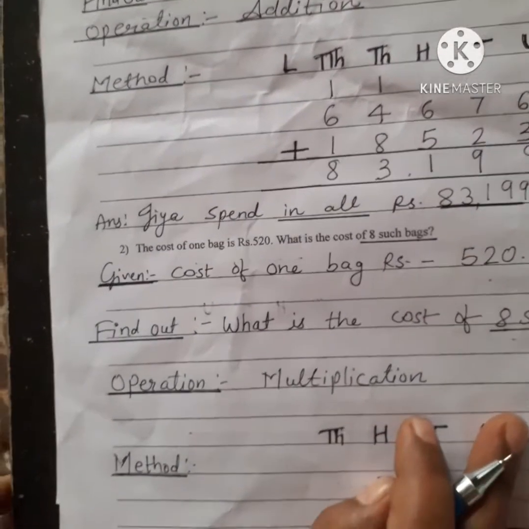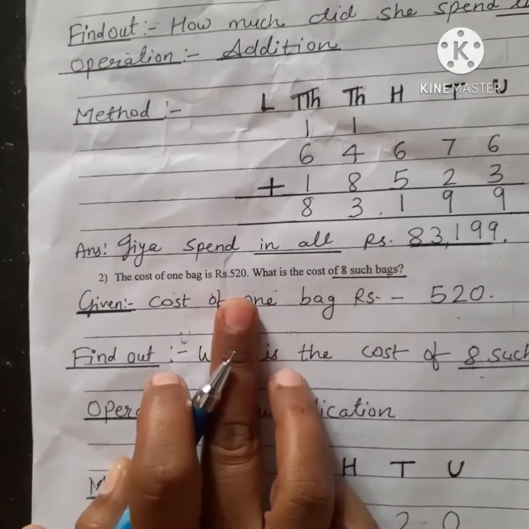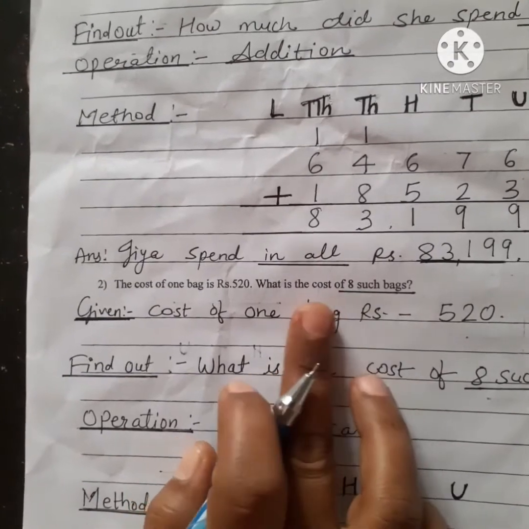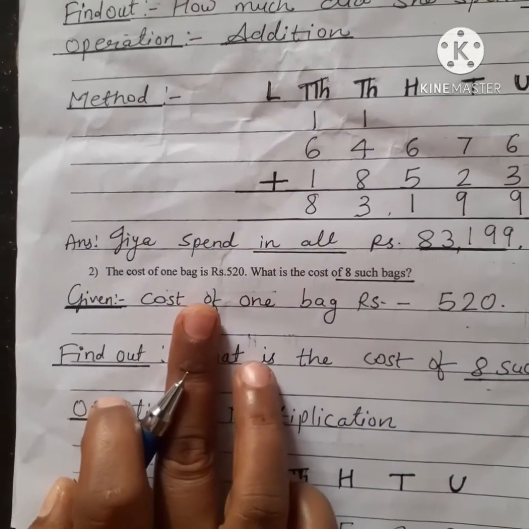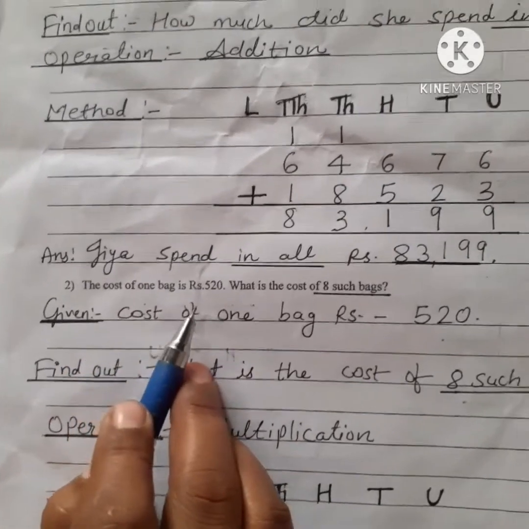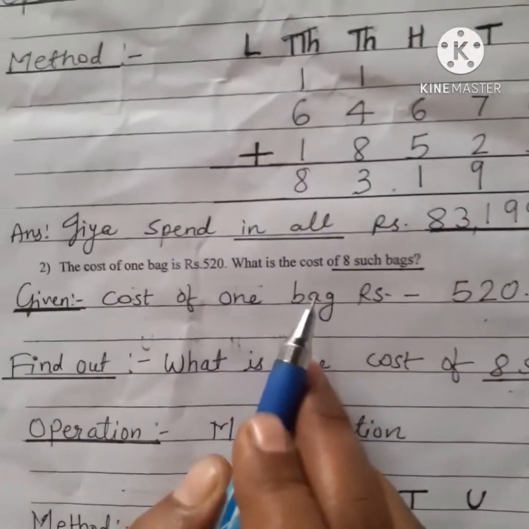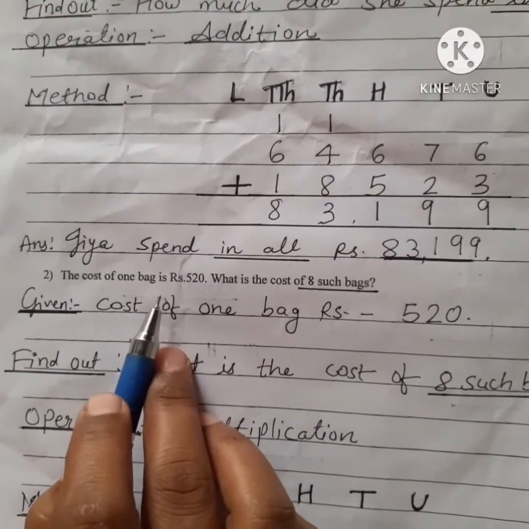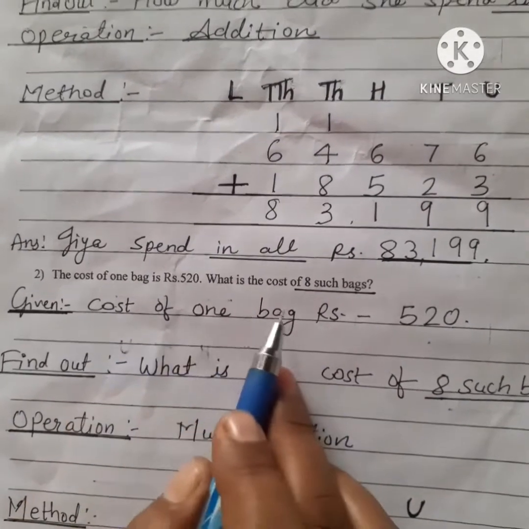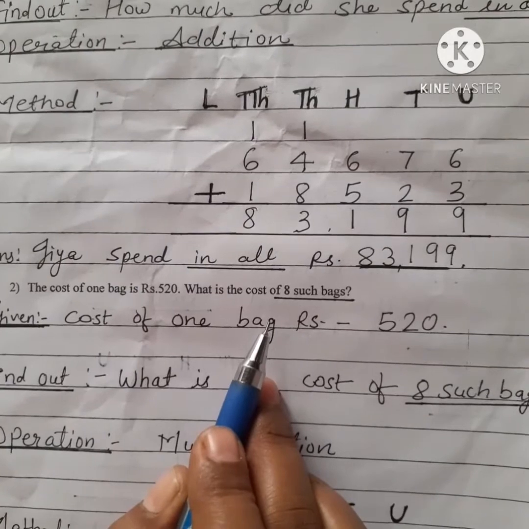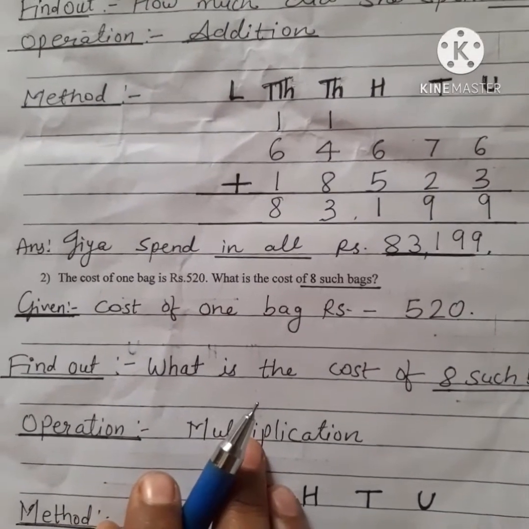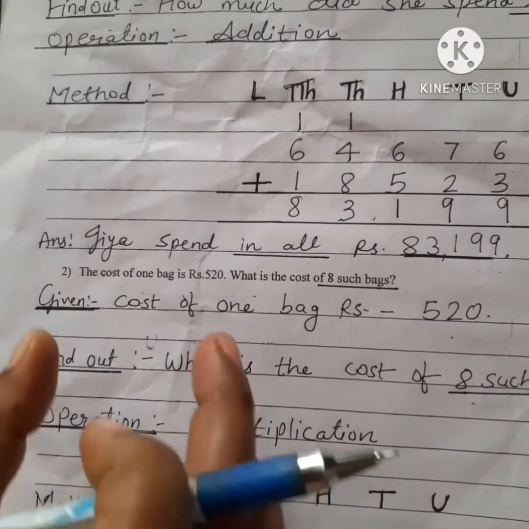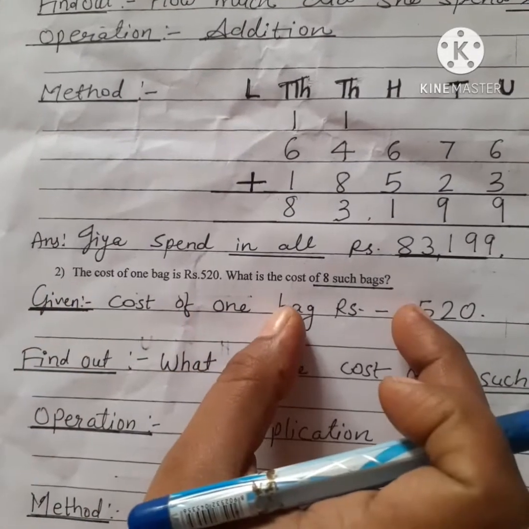Clear? Now second question. The cost of one bag is rupees 520. So what is the cost of 8 such bags? Underline 8 such bags, because whenever in a question the cost of one thing is given and they are asking for many, for more than one, for any number, suppose here they have asked for 8. They have given only one bag's price, and they are asking for 8 such bags. So whenever this type of question comes, immediately we understand that this is a multiplication question. Clear? The cost of one thing is given and they are asking for many.